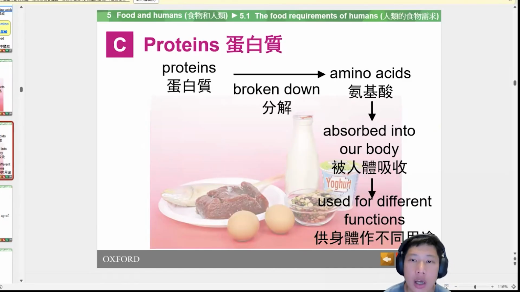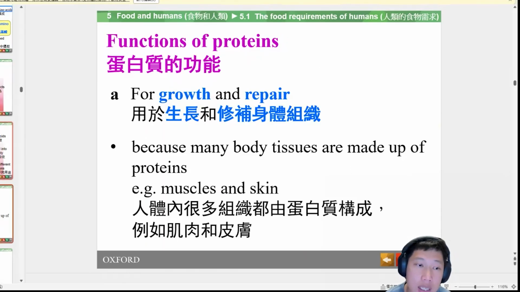products. We noticed that, in fact, for us to absorb protein is quite difficult because they are too complicated or too large. So how can we do it? We break it down into amino acids, and then they will be absorbed into our body. These amino acids will later be used in building different structures and used for different functions.